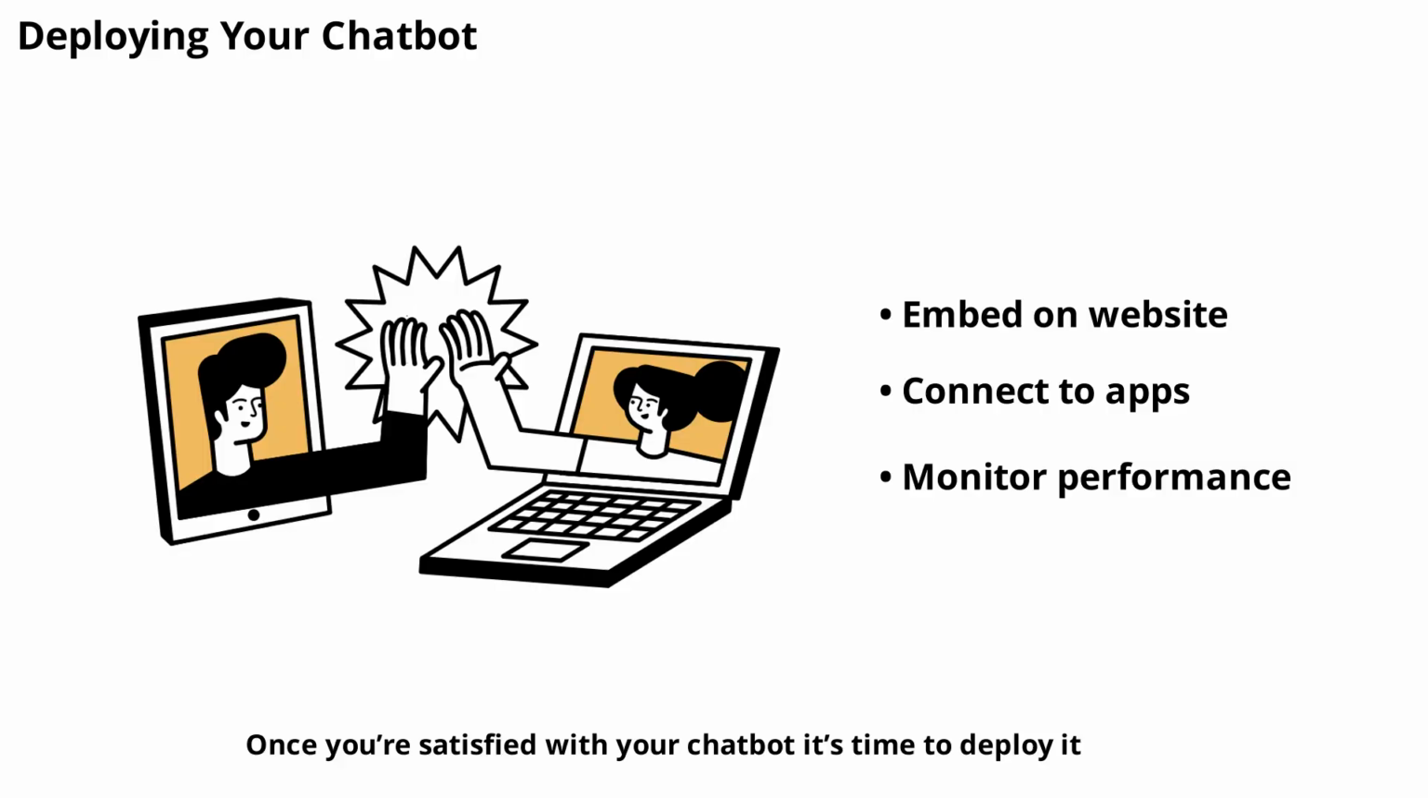Once you're satisfied with your chatbot, it's time to deploy it. Most platforms provide simple deployment options, such as embedding a widget on your website or connecting to messaging apps. Follow the platform's instructions to make your chatbot live. After deployment, monitor its performance and be ready to make updates as needed.